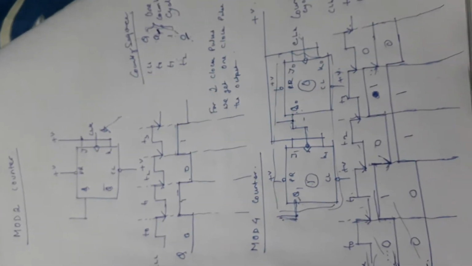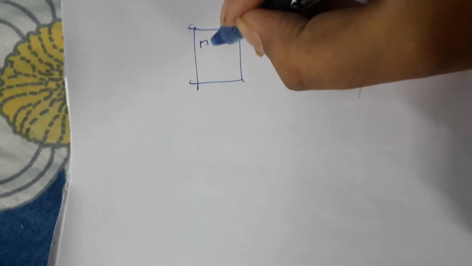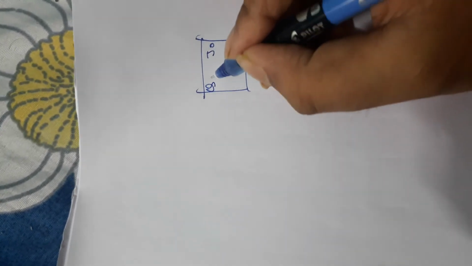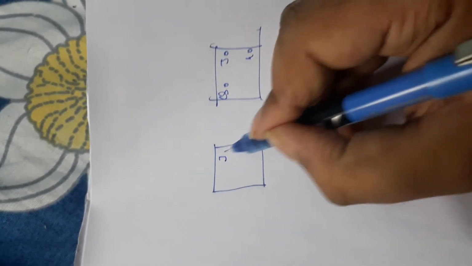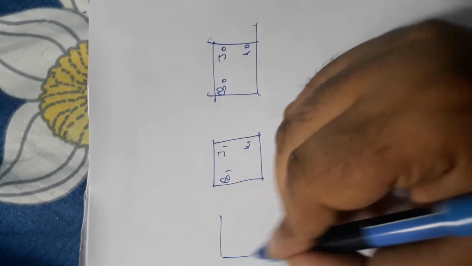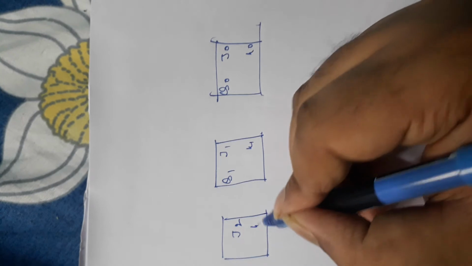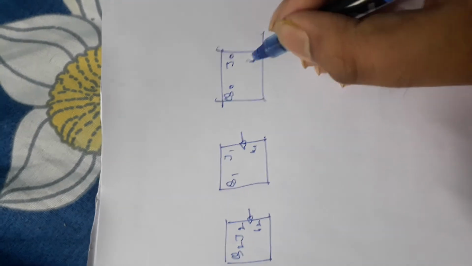Now I ask you one question: if we cascade 3 mod 2, what are we supposed to get? Let us see. So I am drawing 1 mod 2, this is J0, K0, Q0. This is the second mod 2, J1, K1, Q1, and this is the third mod 2, J2, K2 and Q2. This is the clock of these flip-flops.